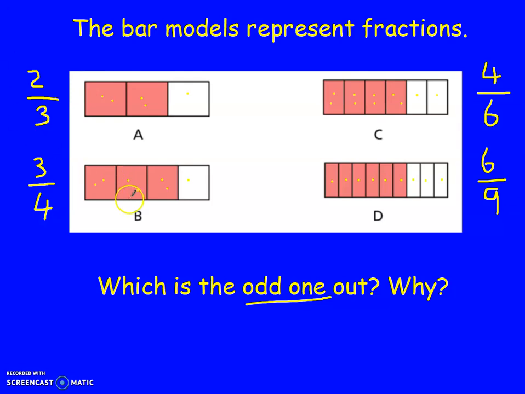The odd one out is B, and that is because the denominator is not in the 3 times table. Okay, so A, C and D all have a denominator that is divisible by 3. 3, 6 and 9. Okay, so A, C and D are all equivalent fractions. They all would equal the same amount of the shape is shaded. So B is the odd one out.